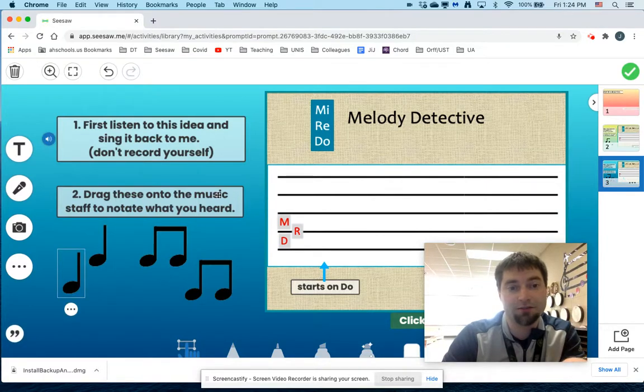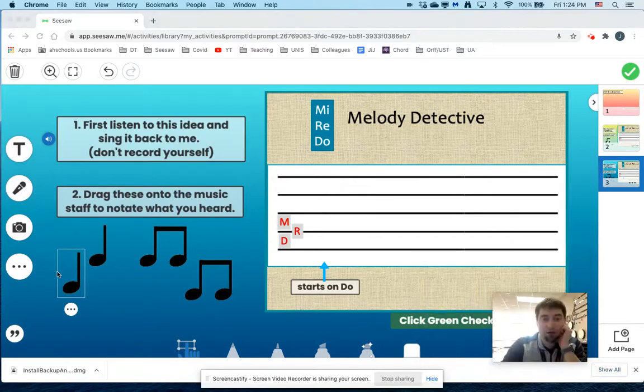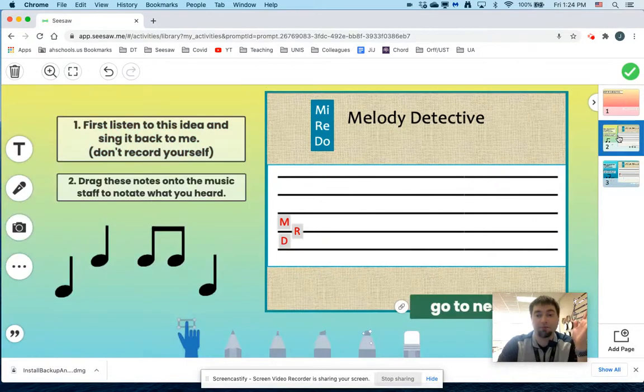It says drag these music notes onto the music staff to notate what you heard. Notate means show what you heard. I'm going to do a demonstration. This is not going to be the answer to one of your slides, okay? But if you heard something like loo, loo, loo, loo, loo, well, then you would have to listen to that maybe more than 2 or 3 times.